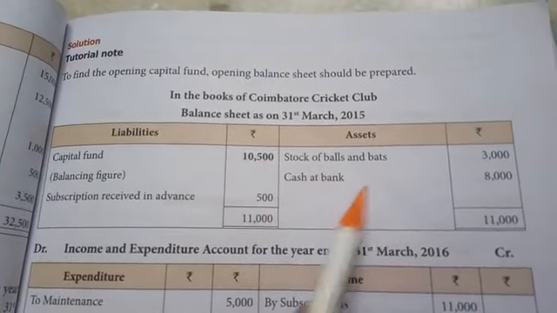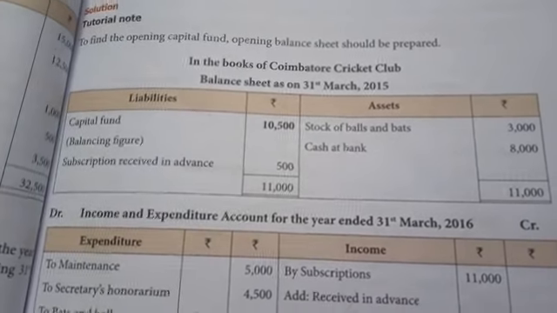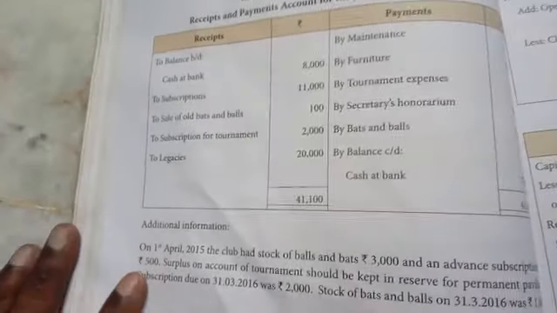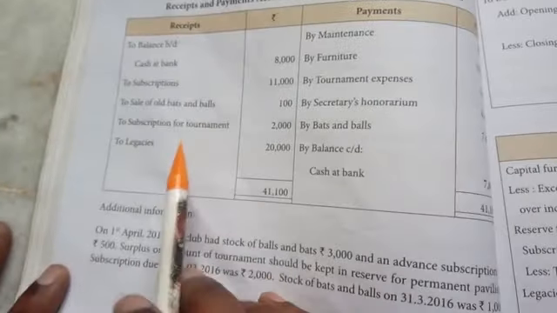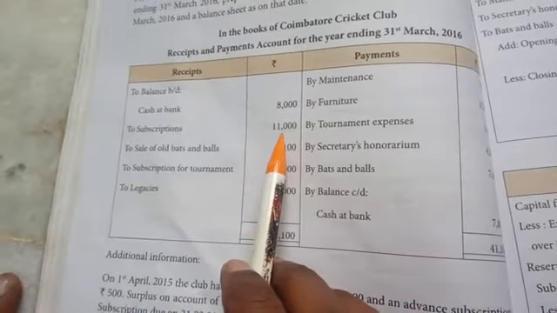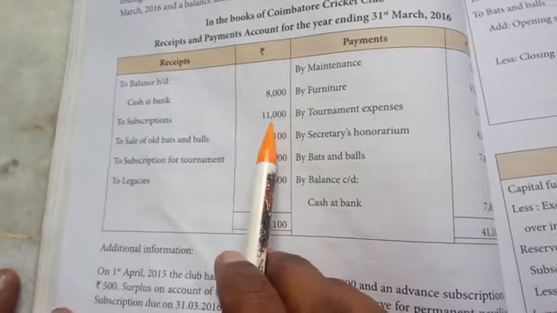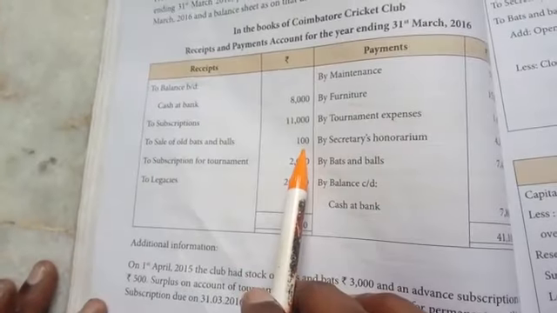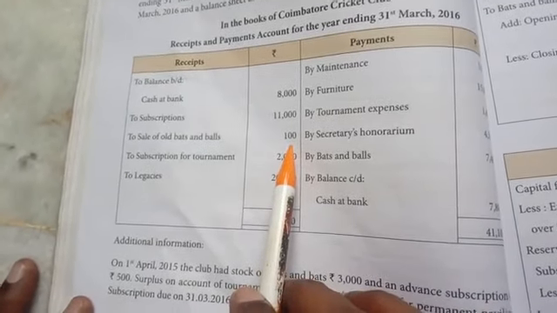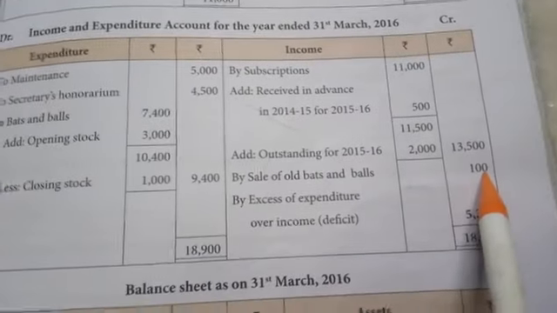Then we are going to prepare the income and expenditure account with the help of the receipts and payments account. First we identify which one is a revenue receipt and which one is a capital receipt. Subscription is recurring in nature, so it should be treated as a revenue receipt. It should appear on the income side of the income and expenditure account. Then sale of old bat and ball is also revenue in nature. It should appear on the income side of the income and expenditure account.